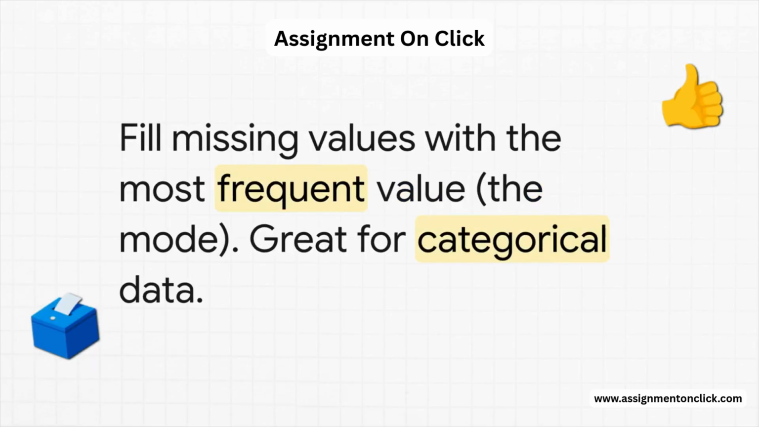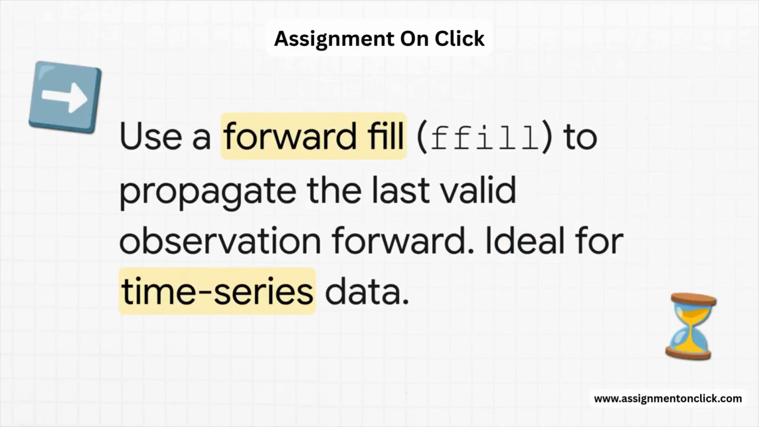But what if you're dealing with categories? Like red, blue, or green. You can't really take the average of those, right? That's where the mode comes in. This just means you fill the gap with whatever value shows up the most often in that column. Simple! Oh, and this one is really clever, especially for things like stock prices or sensor readings that are collected over time. A forward fill just carries the last good observation forward to fill in the blank. It basically assumes nothing has changed since the last time you got a reading.